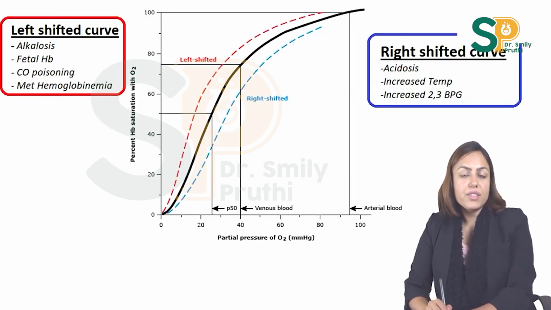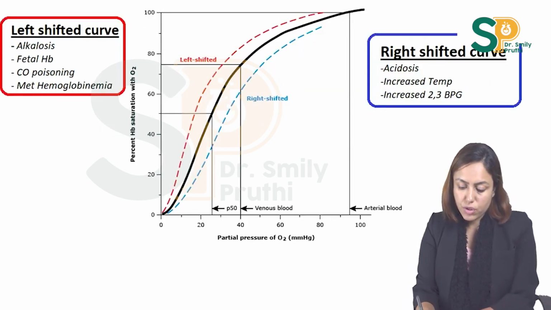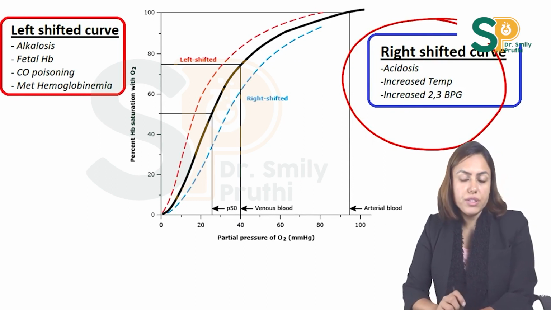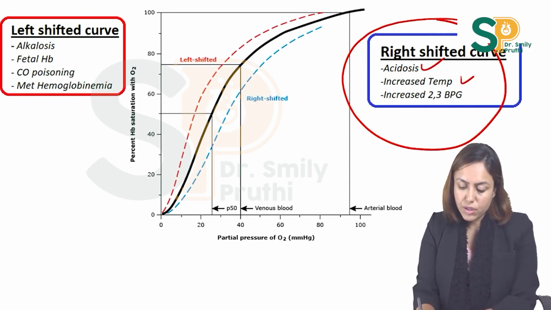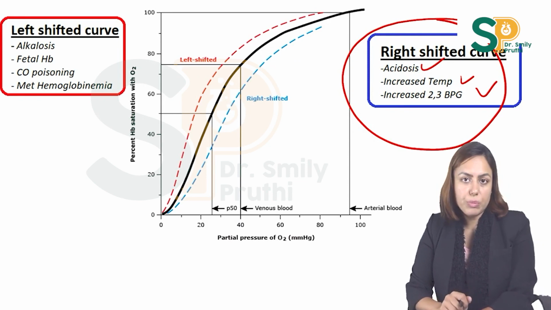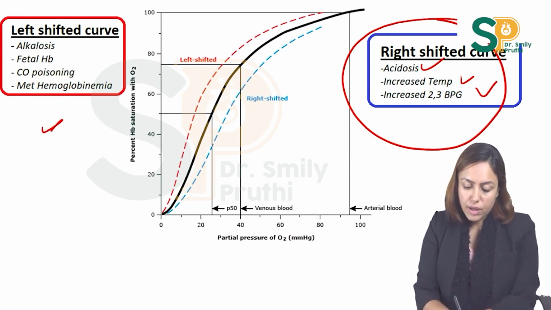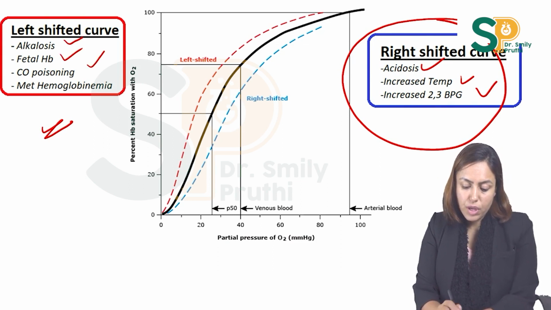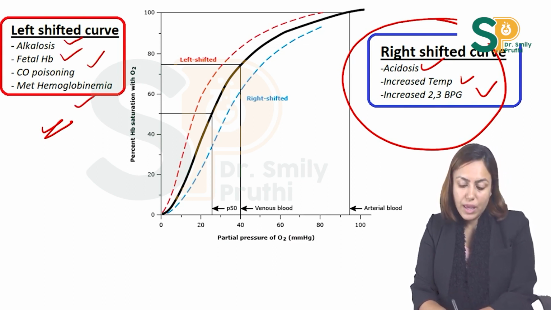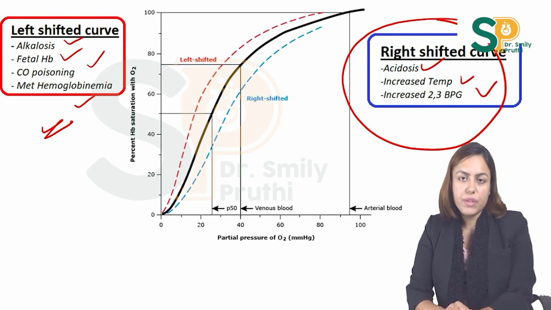Okay, so let's revise this. Oxygen dissociation curve, right side shifting reasons: acidosis, increased temperature, increased 2,3-BPG, right? On the other hand, the left side shift will be because of alkalosis, fetal hemoglobin, carbon monoxide poisoning, and methemoglobinemia, right? So do learn this. This is very, very important.